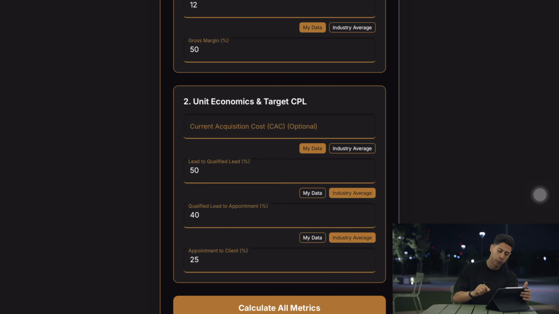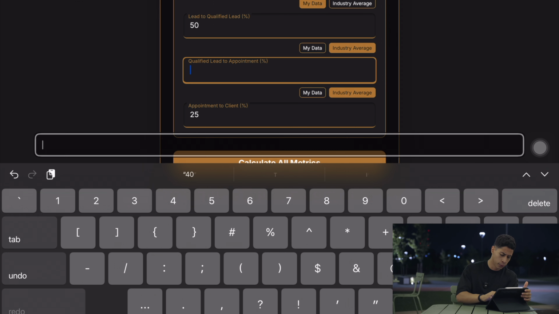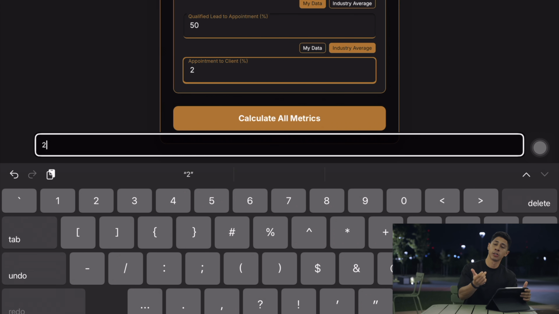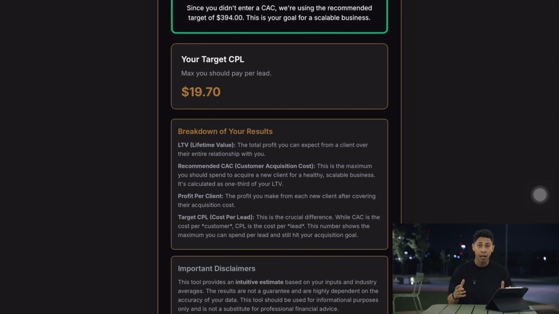Qualified lead to appointment, let's just do also 50. And on closing rate from appointment to client, let's actually reduce it. So after calculating, if you improve your funnel, now we're able to spend $5 more and spend $19.70 to get a new lead. You're able to see what you're struggling with and what you can improve in your process to make your business more profitable, to make more money, and to improve your funnel.